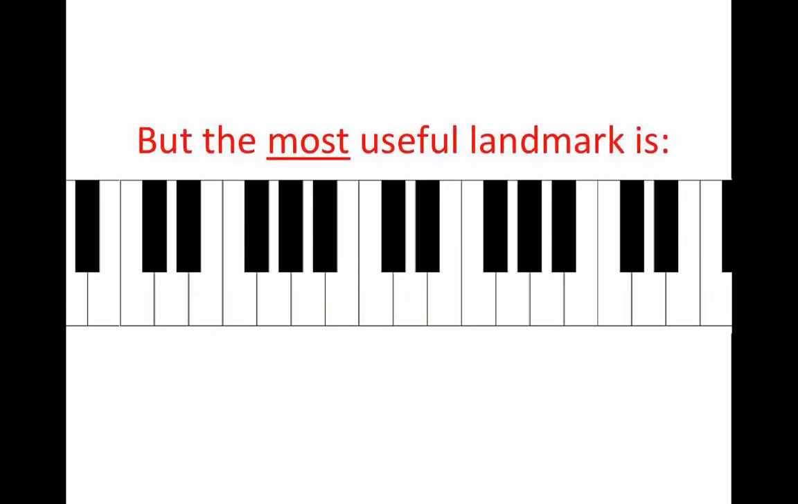So, the most useful landmark is C, because in beginning piano music, that note is going to come up a lot. A lot of your music is going to start on C and end on C. Not all of it, but it is usually the landmark that is used first in beginning piano music. So if you know where that is, that's a good thing to know. If you have already started learning piano, you probably know exactly what I'm talking about, and I'm just kind of reinforcing what you already know, but hearing it again can't hurt.